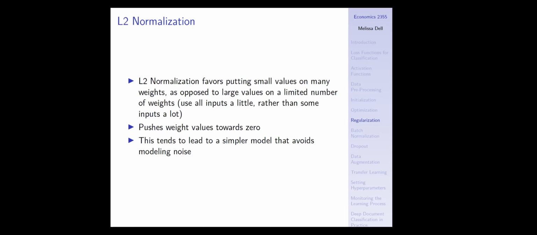And so in practice, what this does is that it favors putting small values on many weights as opposed to large values on a limited number of weights. In other words, it pushes you to use all your inputs a little bit rather than using some of your inputs a lot. To see why this is useful, let's say you have a training data set that has cats and dogs in it, and the dogs are all brown and the cats are all black. Say, for illustrative purposes, you have a neuron that captures whether or not the image has a lot of brown or a lot of black.